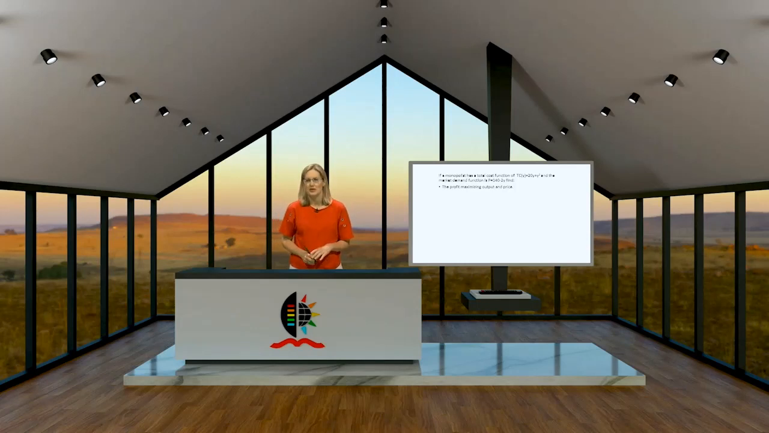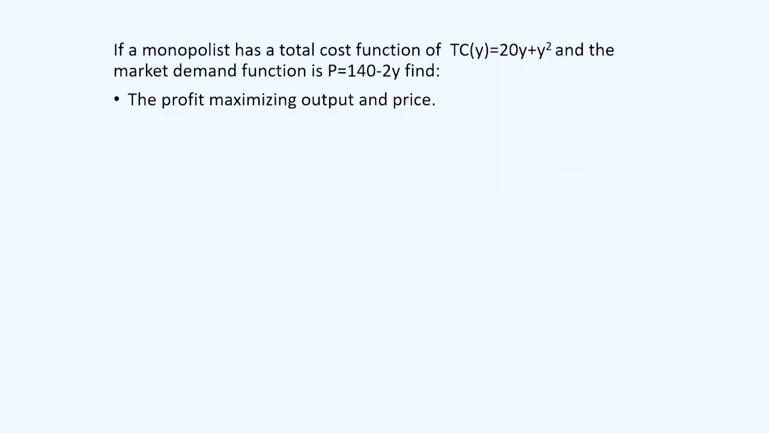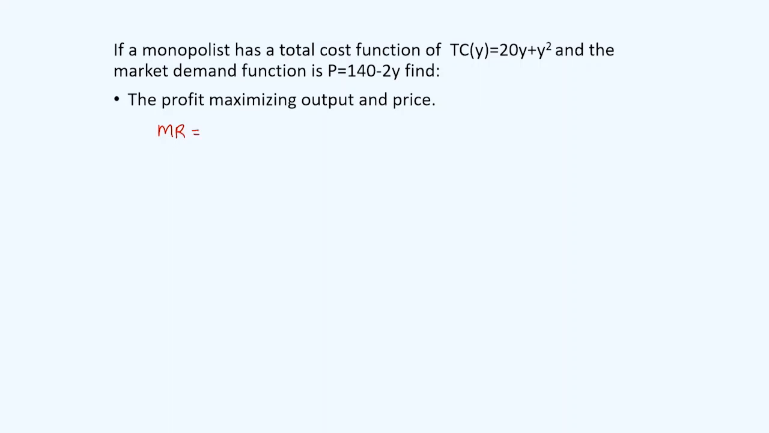Okay, so we're going to work now with the second example that requires us to differentiate. And here the question says, if a monopolist has a total cost function as follows, and the market demand function is as set out there, then you need to find the profit maximizing output and price. All right, so we have total cost and we have the market demand function. And recall that when a firm is determining its profit maximizing output, it's going to produce at the level of output where marginal revenue equals marginal cost. So let's just set that out.